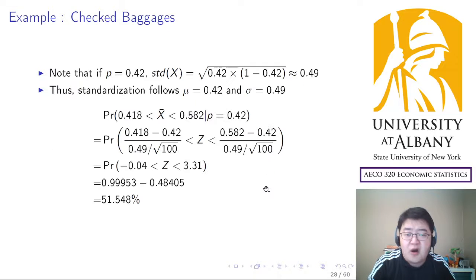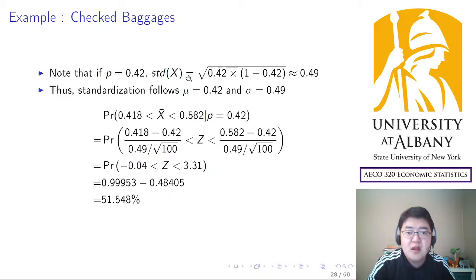By the way, another tricky point here is that because the assumption is 0.42, you have to utilize this for standardization. But in this standardization, the assumption also determines the standard deviation, because it is a binary distribution. X itself was binary distribution. So if you believe p is 0.42, standard deviation should be approximately 0.49, calculated by this.